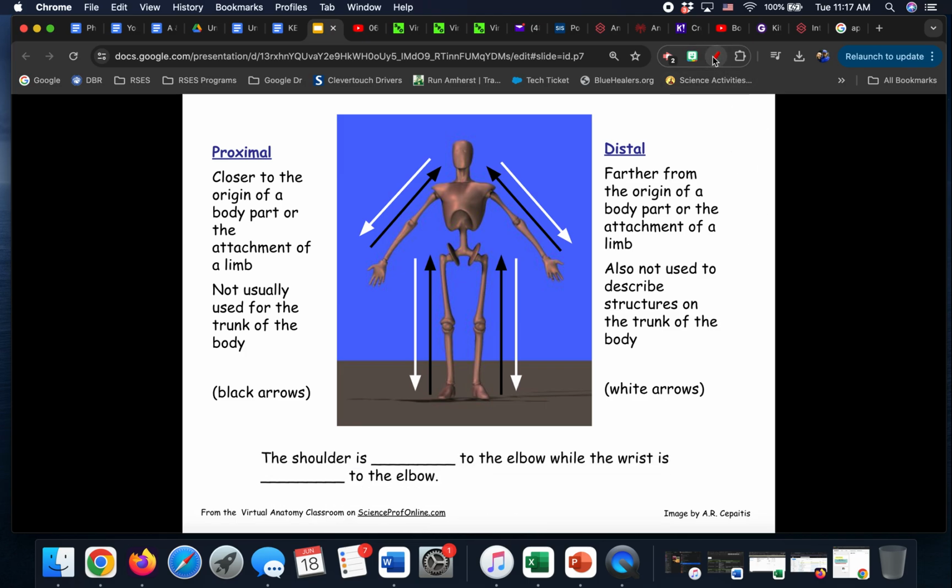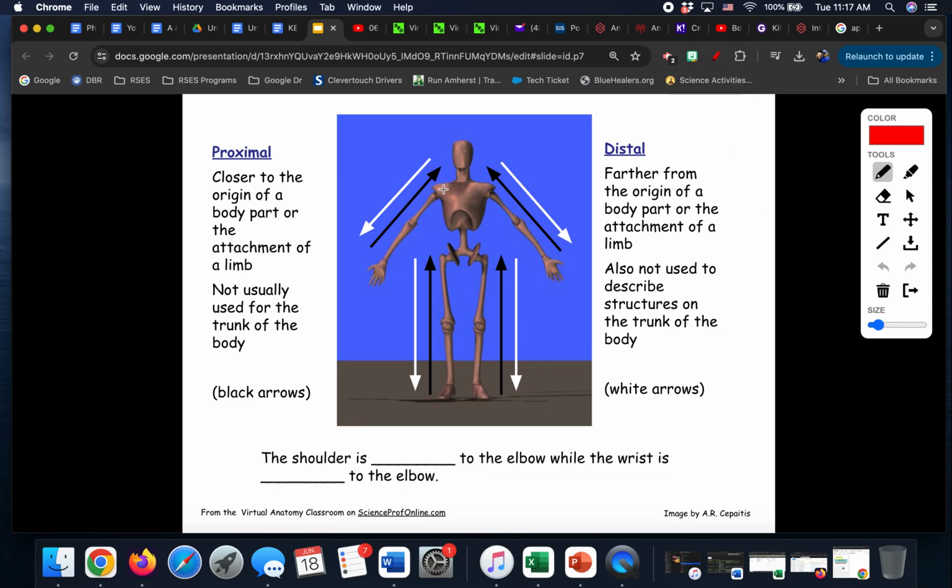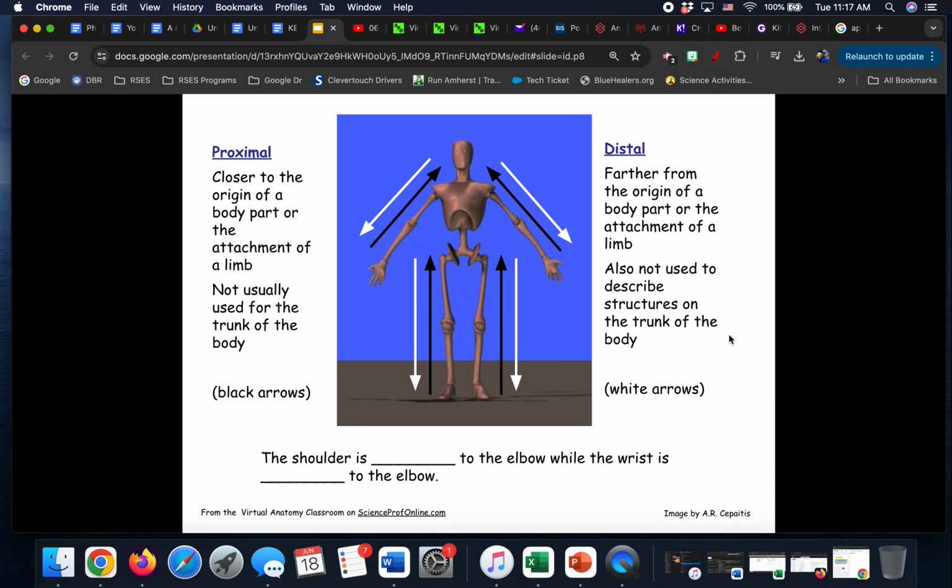So let's see if we can tie those into here. The shoulder, circled here, is blank compared to the elbow. Well, the shoulder, if we follow that black arrow, is closer up here, so the shoulder is proximal to the elbow. The wrist would be out here, which would be further than the elbow, so that is distal. Don't worry, we will practice a lot of these.